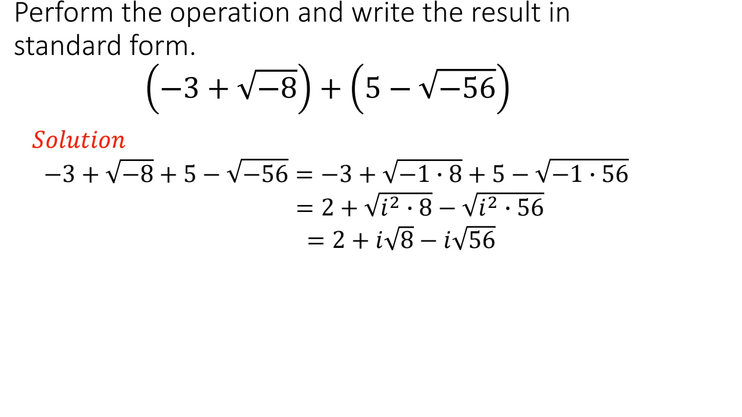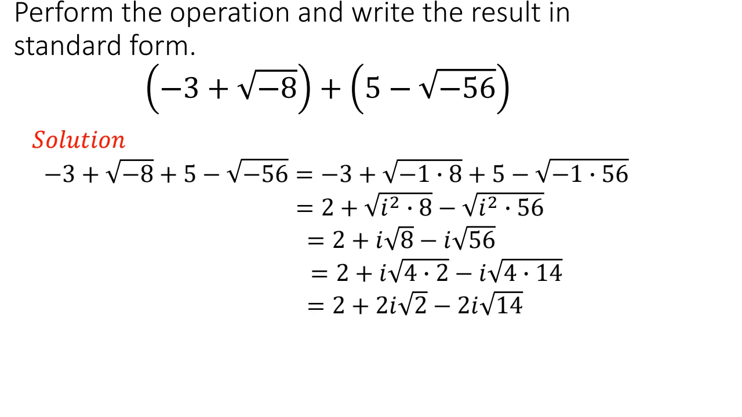We need to simplify them. So what we can do is simplify the 8. 8 is a product, again separating the numbers, of 4 times 2. 56 is a product of 4 times 14. I can simplify these because the square root of 4 is 2. So that 2 goes out and I have a remainder of 2 in here. The 4 becomes, again, 2 outside, and I leave a 14. So now this is the answer that the computer will want to see.